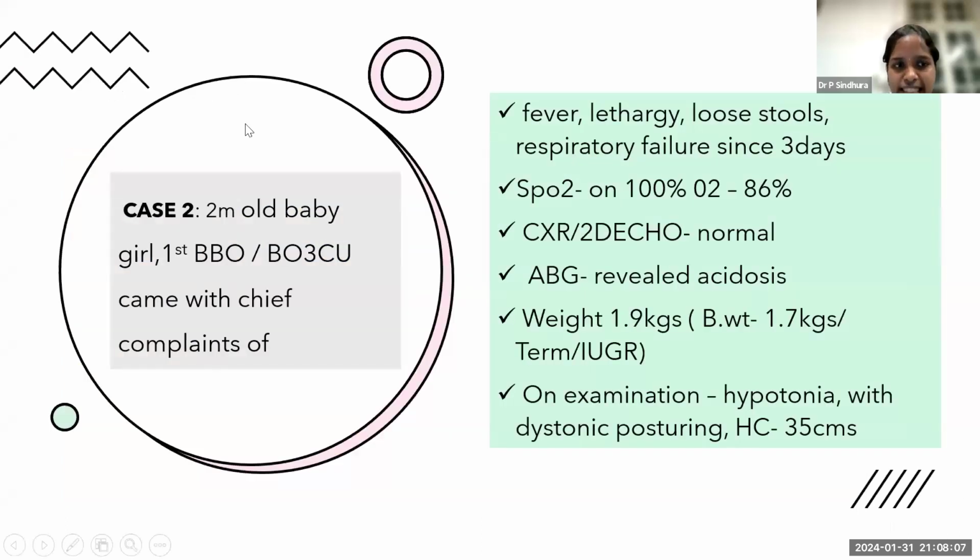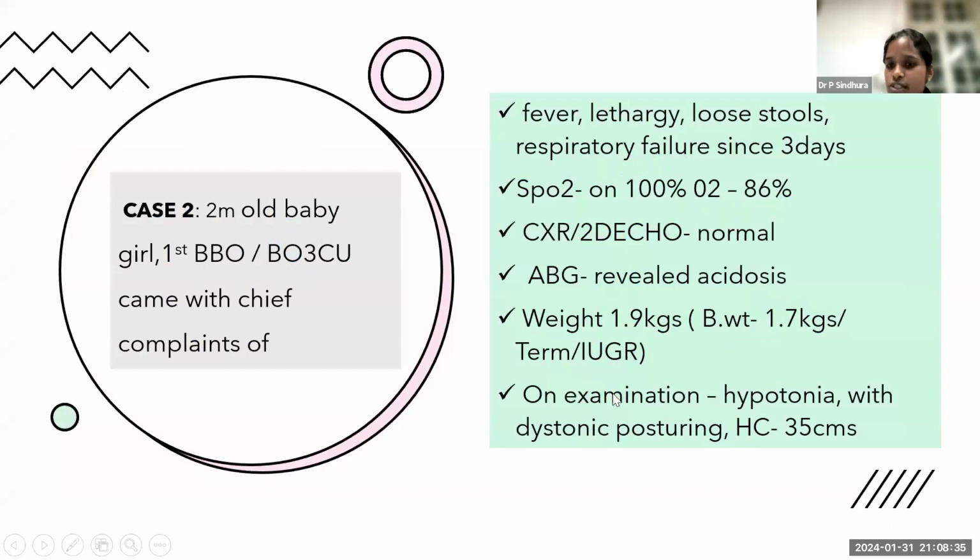One month later, a similar case came. A 2-month-old baby, first by birth order, born out of third-degree consanguineous marriage, presented with fever, lethargy, loose stools, and respiratory failure noted since 3 days. SpO2 was 86% on 100% O2. Chest X-ray and 2D echo were normal. ABG revealed acidosis. Weight was 1.9 kgs, and the baby had term delivery with IUGR. The birth weight was 1.7 kgs.